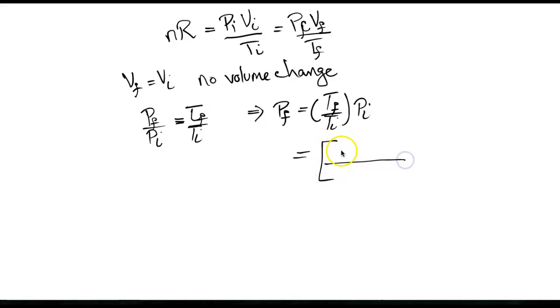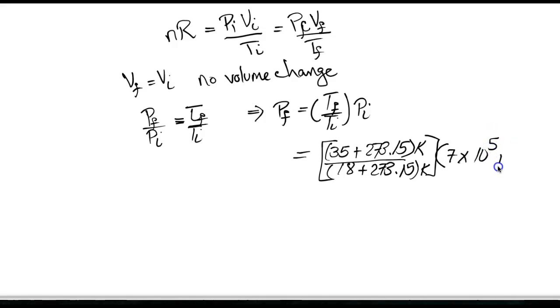One thing to note here is that the temperature has to be in Kelvin, so 35 degrees Celsius plus the 273.15 to change it to Kelvin. That's T final, and T initial was 18 plus the 273.15, and then times the initial pressure, which is 7 times 10 to the 5th Pascal. And if we do this, we find out that it's 7.41 times 10 to the 5th Pascals.